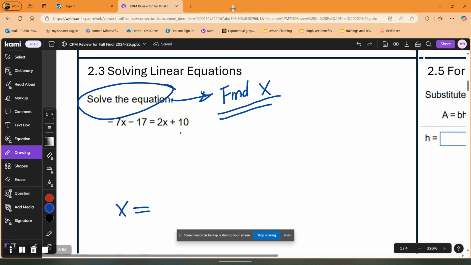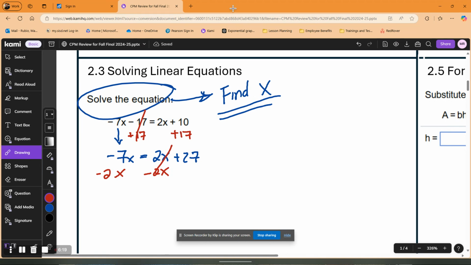To do that, I've got to go in order of operations, kind of the opposite direction here when I'm solving for variables. Those cancel. Bring down the negative 7x. 10 and 17 is 27. Then I'm going to subtract the 2x together so I can get it on the other side. Negative 7 and negative 2 is a negative 9x.